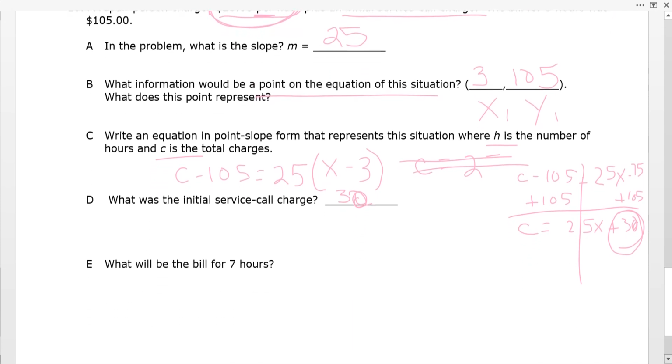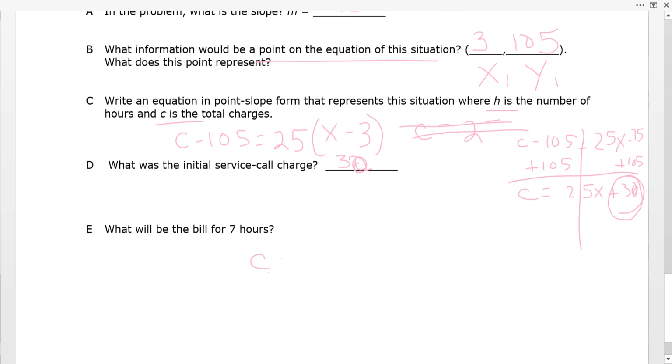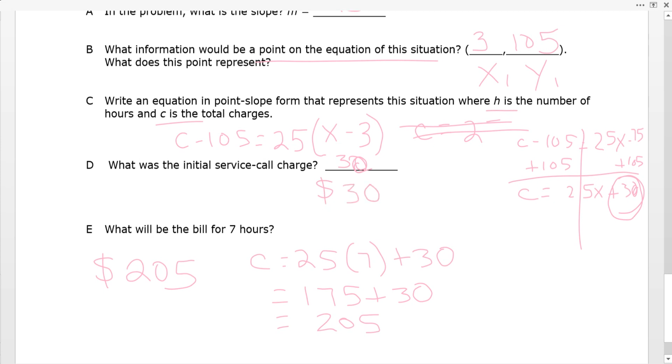And for 7 hours, I'm going to have 25 times 7 plus 30. 25 times 7 is 175, plus 30 is 205. So the bill for 7 hours would be $205. The initial service call charge is $30. And my equation is right here.